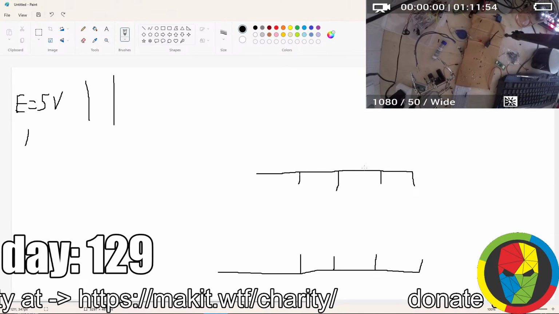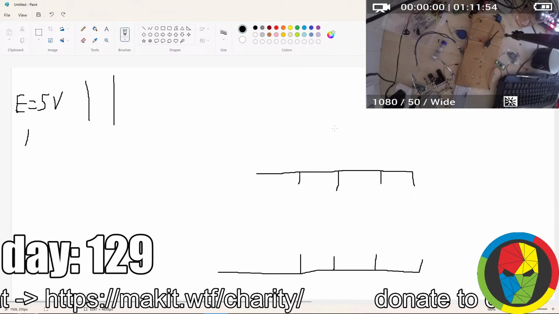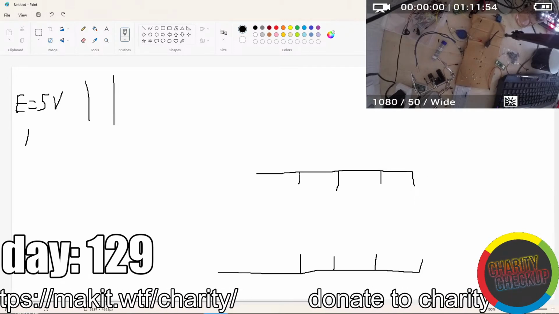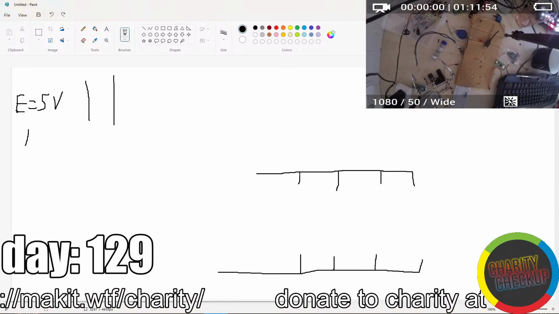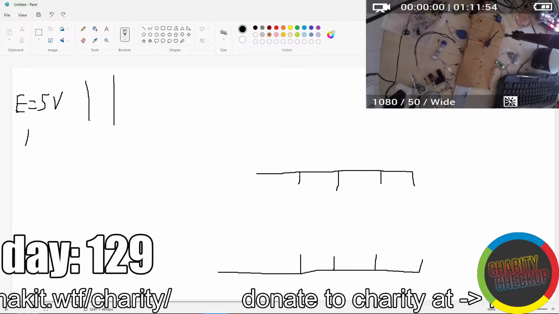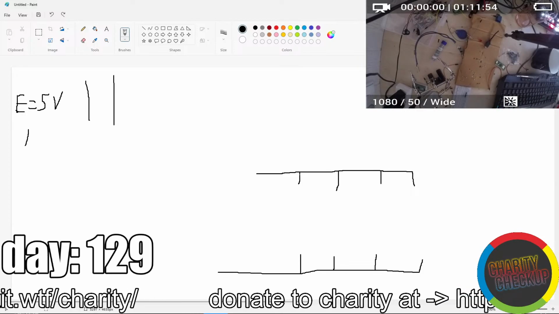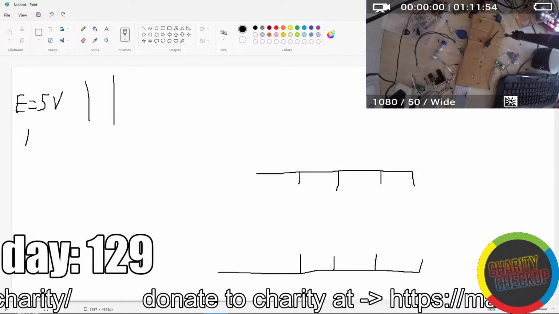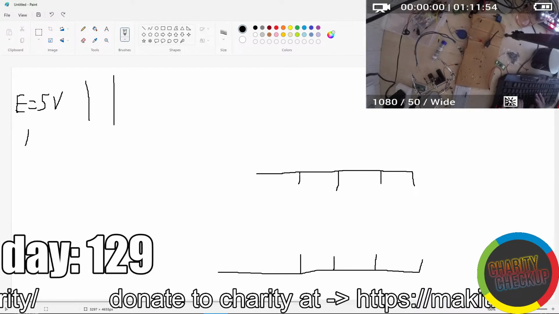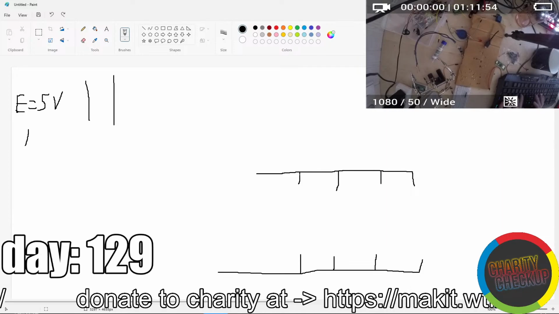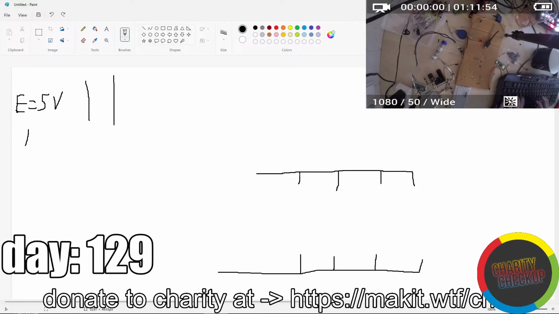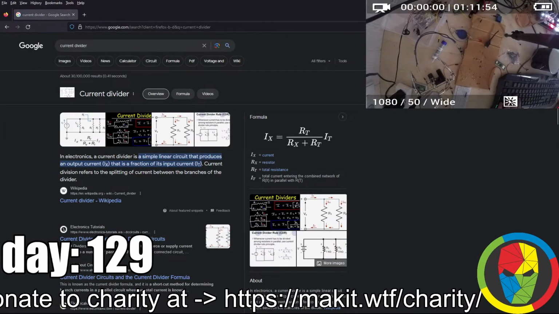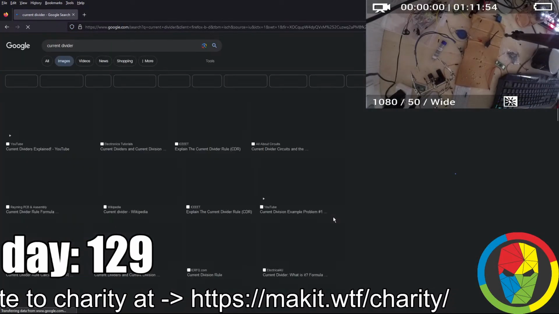Now, when it comes to current, if we want to divide, okay, what's the current divider equation? Again, if I may. Current divider. Here it is. There's our equation for a current divider.